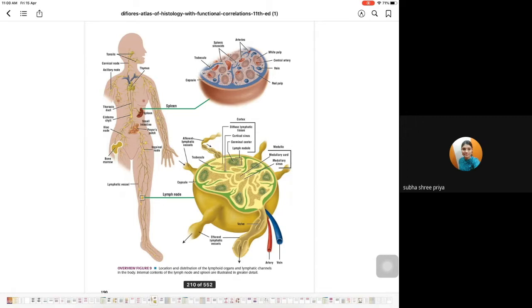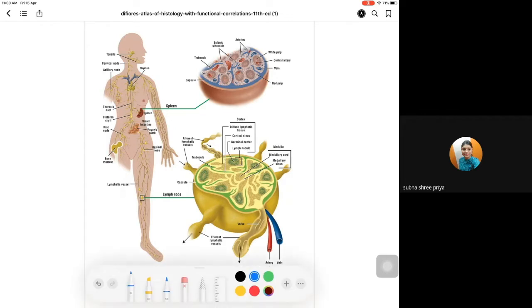So the afferent, when you see the lymph node more, you can see the capsule, and some of the lymphatics are coming and opening, which are all opening into the lymph node. They are known as afferent. Those which are leaving the lymph node are known as efferent, and you can see the valves there in the lymphatics. And beneath this capsule, you see the subcapsular sinus, which is marked in green.